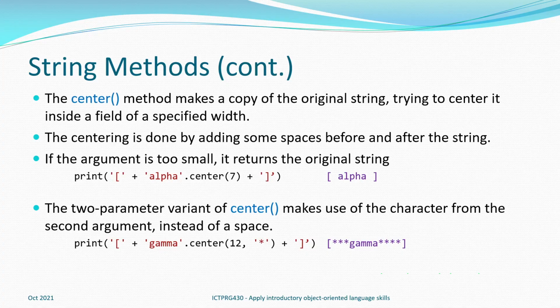You can have two arguments in the center method, and that's represented down the bottom. So here again we're saying we're going to center 12 characters in length, and we're going to fill the space with an asterisk. So it's going to try to center gamma, which is the original string, and then fill in the spacing with the asterisk.